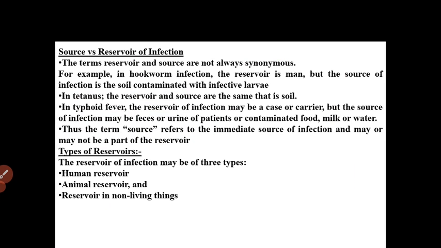In typhoid fever, the reservoir of infection may be a case or a carrier, but the source of infection may be feces or urine of the patient or contaminated food, milk or water. Thus, the term source refers to the immediate source of infection and may or may not be a part of the reservoir. Now, what are the types of reservoirs? Three types: human reservoir, animal reservoir, and reservoir in non-living things.